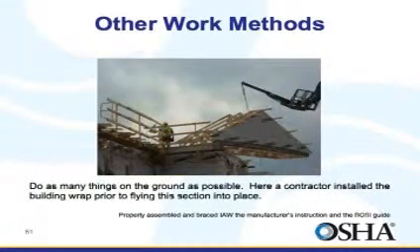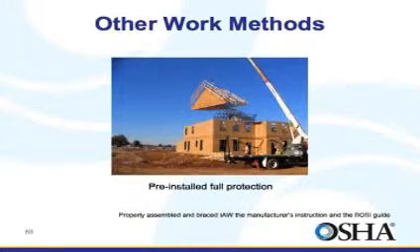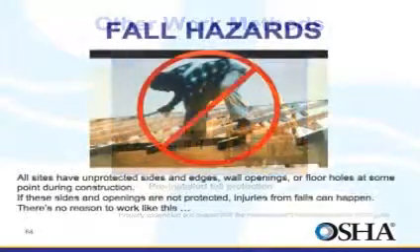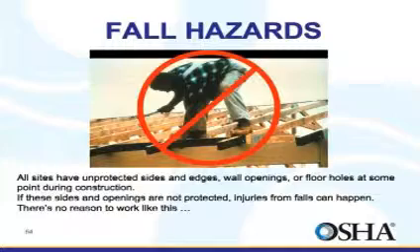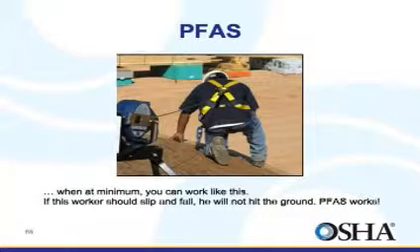Do as many things on the ground as possible. Here, a contractor has installed the building wrap prior to lifting a section into place. And here, another contractor has pre-positioned a portion of the guardrail system on the ground and flown into place. What a concept. Today, there's no reason for this worker to work like this, when there are systems available to prevent them from falling and hitting the ground.